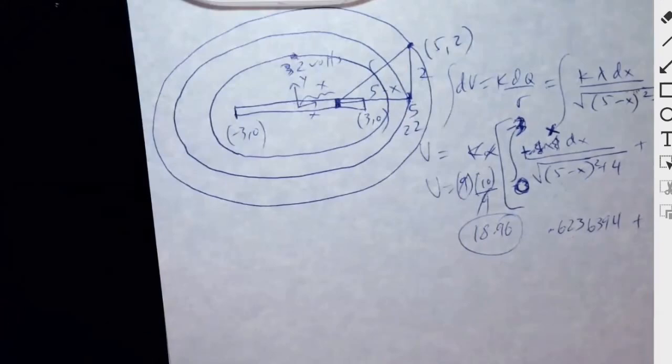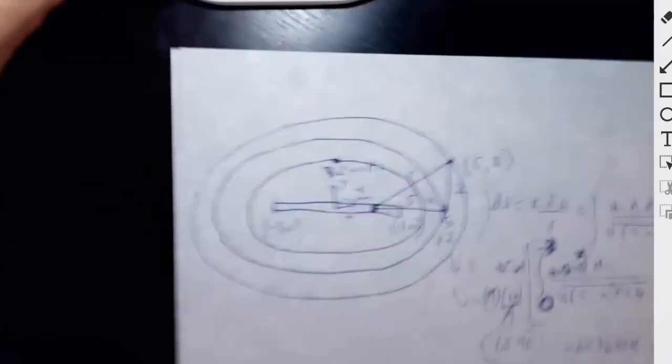Okay, so now let's do a bent rod into a semicircle.